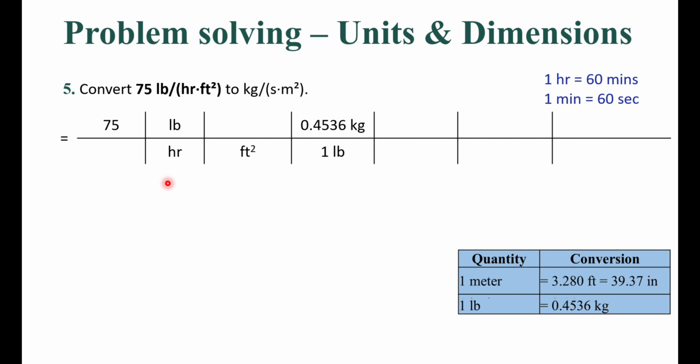Next is moving on hour. So since hour is in the denominator, I have to write hour in the numerator. So 1 hour is equal to 60 minutes. I have written the relation here. So this hour and this hour can be cancelled.